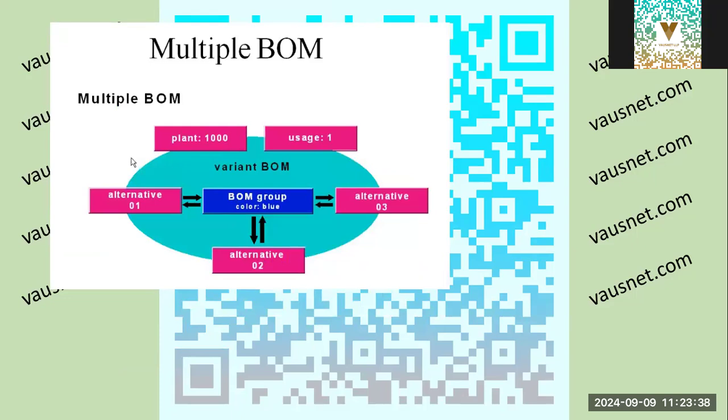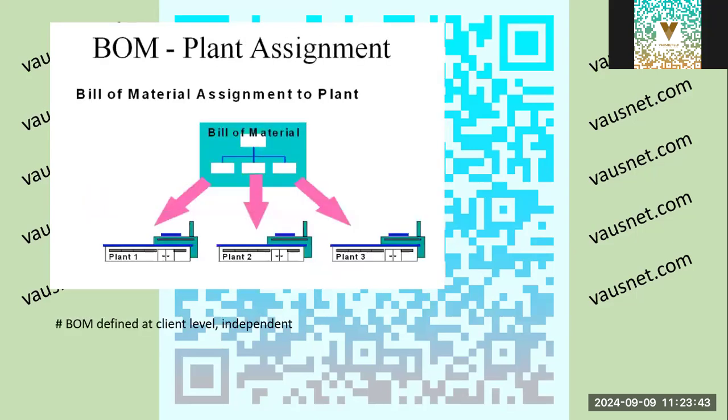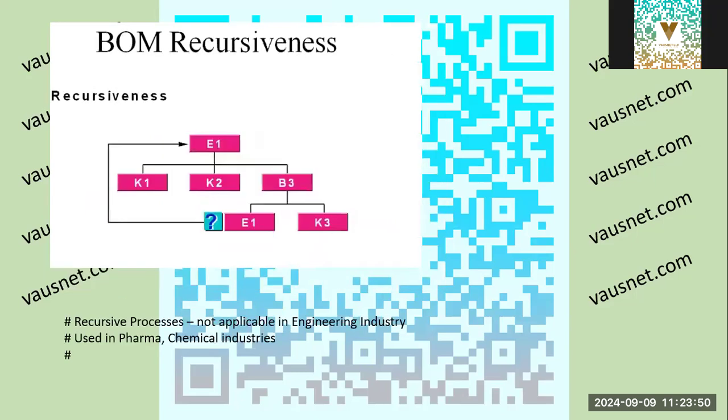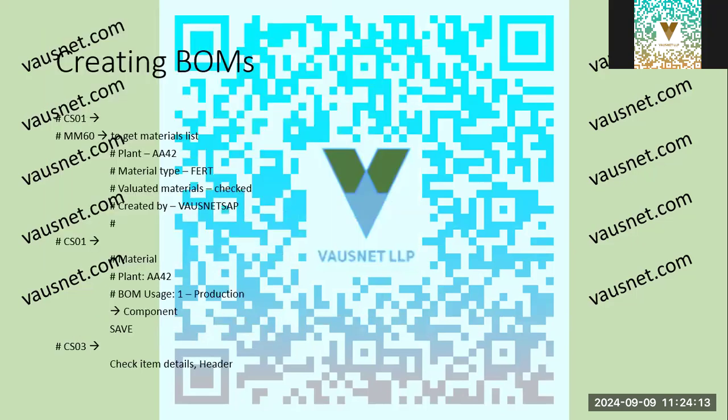So there is a BOM group for alternatives as well, for multiple BOMs under one plant for one usage. One BOM can be assigned to various plants, so a BOM is made independent of plants. Recursiveness is used in pharma, where one component is formulated to bring back the raw material from the starting point again, like making yogurt from milk. That is one example.